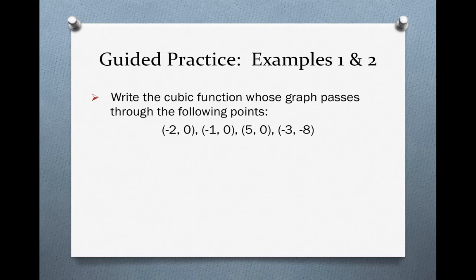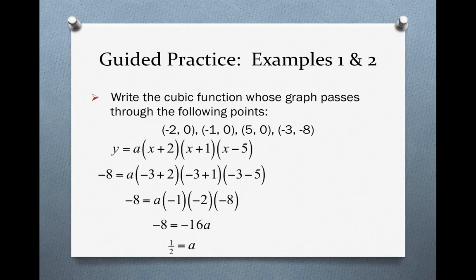All right, so again, our first 3 points are giving us x-intercepts because the y coordinate is 0. So using those x-intercepts, I get x plus 2, x plus 1, and x minus 5. Then my (-3, -8) is my additional point. So I put in negative 3 for all of the x's and negative 8 for the y so that I can solve for a. When I work this all out, I end up with an equation of negative 8 equals negative 16a.